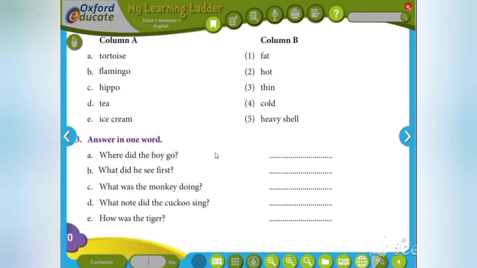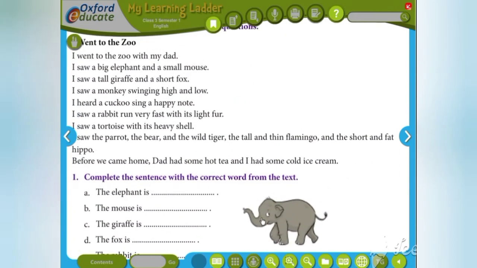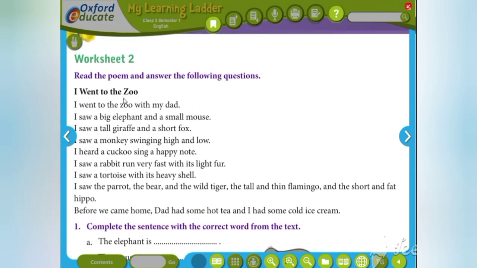Okay, so answer in one word. Where did the boy go? In the poem, what did we see? He has gone to the zoo, right? Yes, so the boy had gone to the zoo.